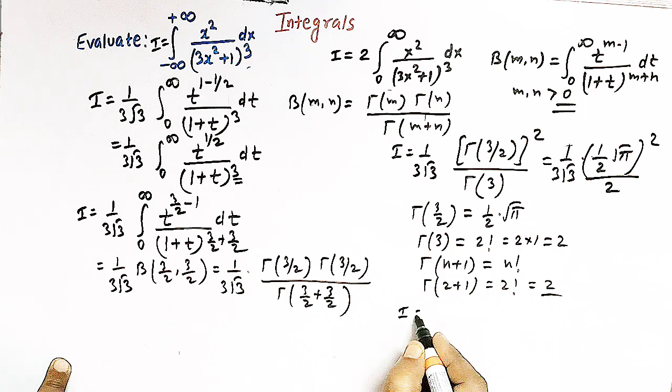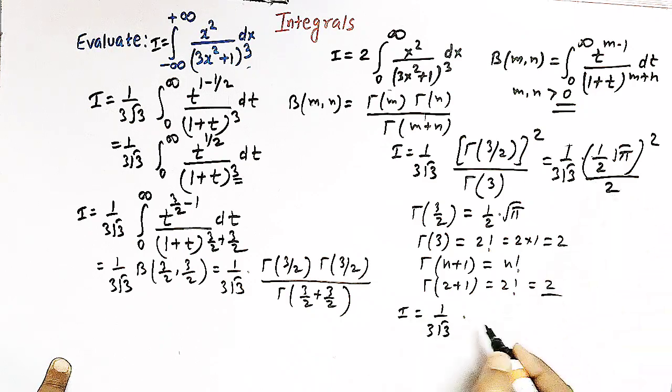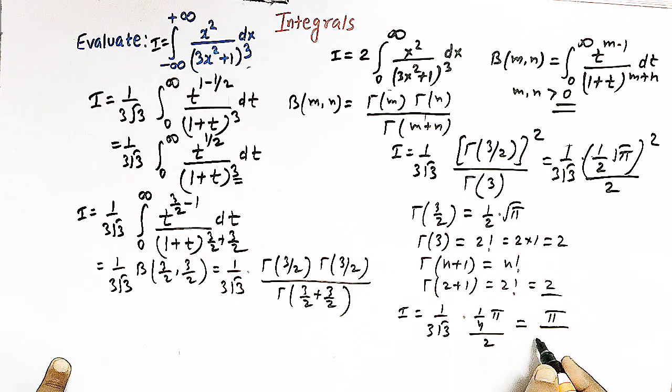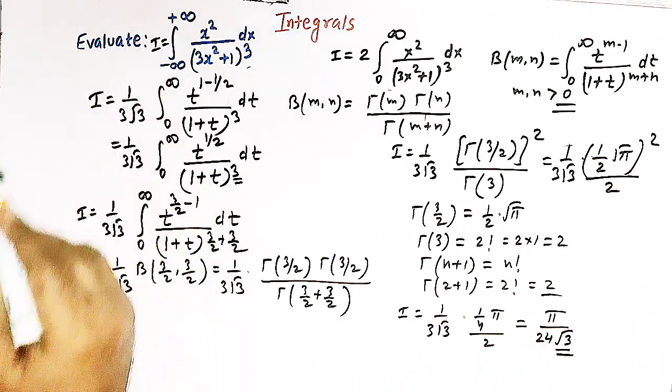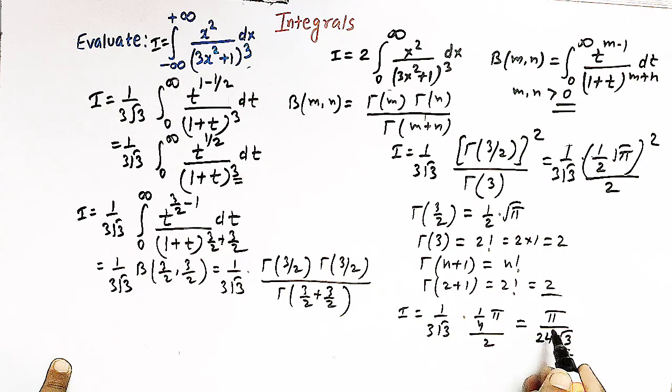So now I is equal to 1 over 3 root 3, and here we have 1 over 4 pi, and here we have 2. So simplifying this, we have pi over 4 times 2 is 8, 8 times 3 is 24. So we have 24 root 3. So the value of this integral is given by pi over 24 times square root of 3.